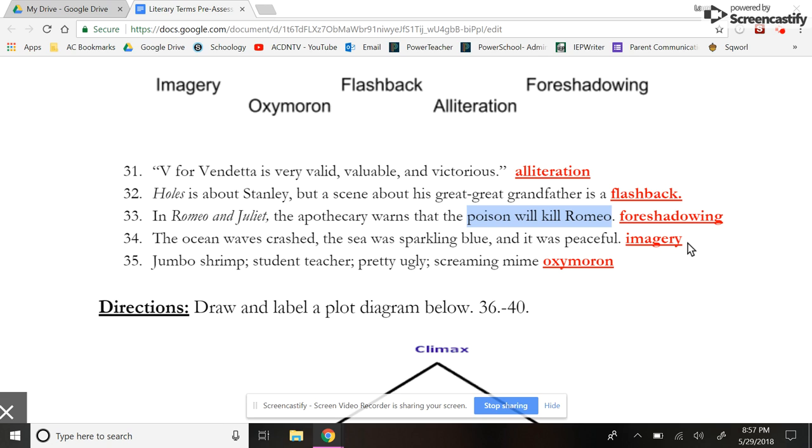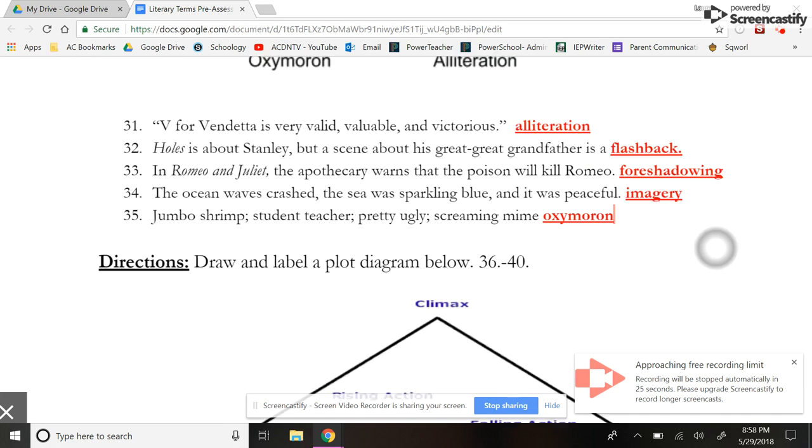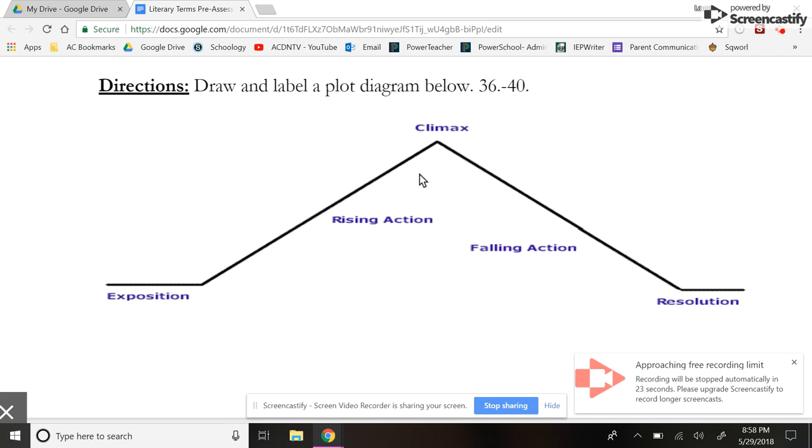The ocean waves crashed, the sea was sparkling blue, and it was peaceful. This creates imagery. It may be the most difficult one to identify, but it definitely paints a picture between the waves crashing, appealing to the sound, the sea is sparkling blue, appealing to sight, and a feeling of peace. Those all relate to a sense of imagery and appeal to your five senses. Lastly, jumbo shrimp, student teacher, pretty ugly, and screaming mind are all oxymorons because they contradict each other. Finally, exposition, rising action, climax, falling action, and resolution are your plot diagram.